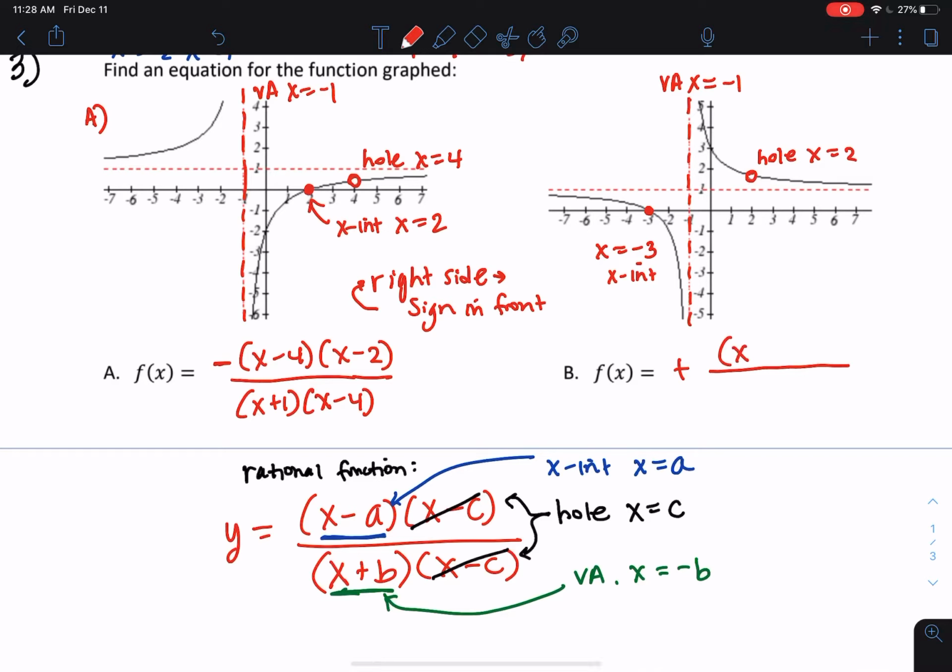X-intercepts come from the numerator. Moving on to our vertical asymptote of negative 1. That comes from our denominator. Moving to our hole at x equals 2, that means I have an x minus 2 in both the numerator and the denominator. And ta-da, we're done.